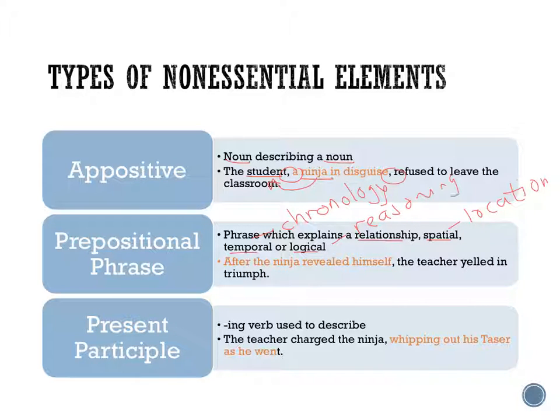Another way to think about that. The example we have here is a temporal one. After the ninja revealed himself, comma, the teacher yelled in triumph. Now, prepositional phrases are one of our exceptions to the comma rule. You would use a comma to glue a prepositional phrase onto the beginning or the middle of a sentence. However, when you add on prepositional phrases to the end of a sentence, you do not always need a comma.